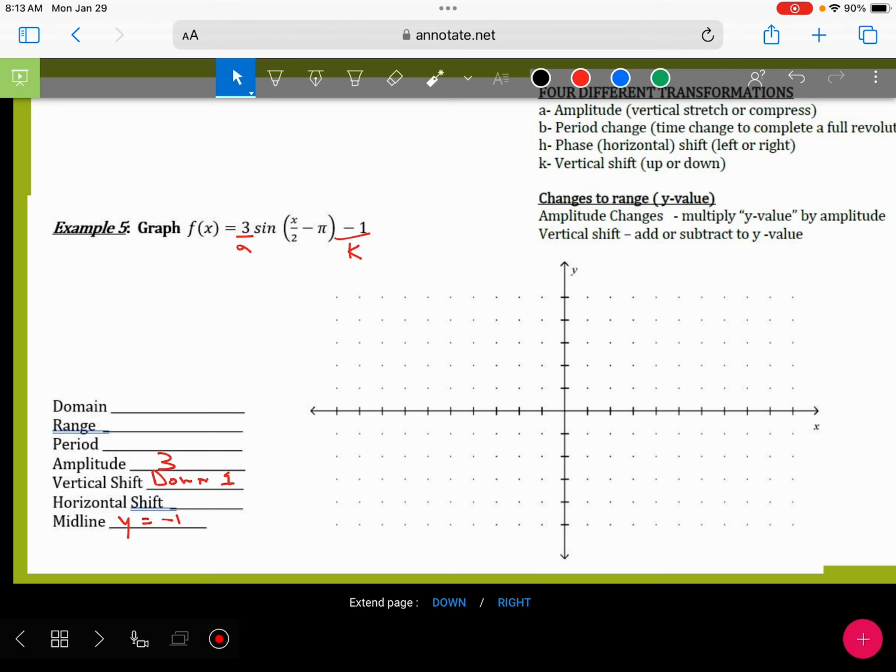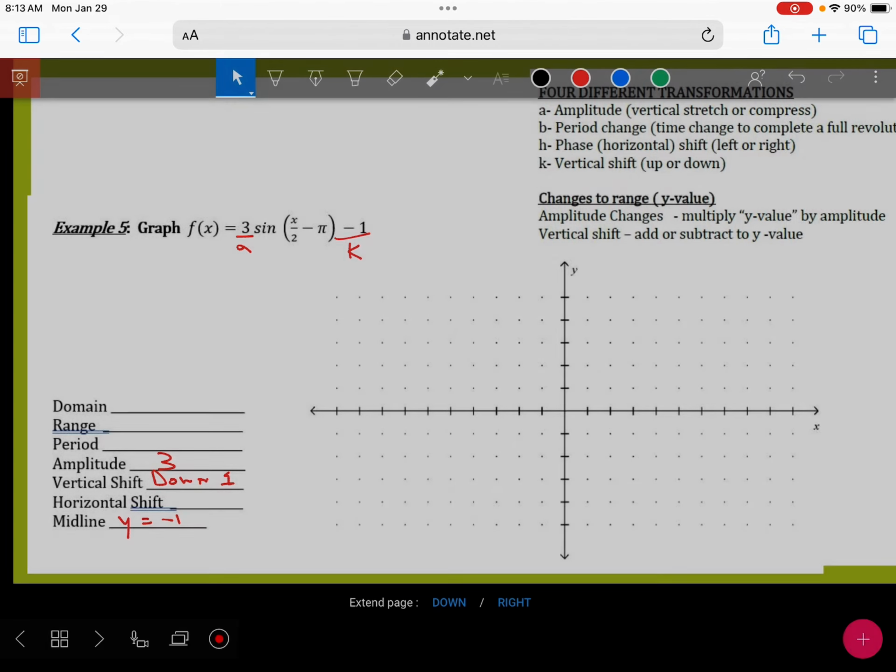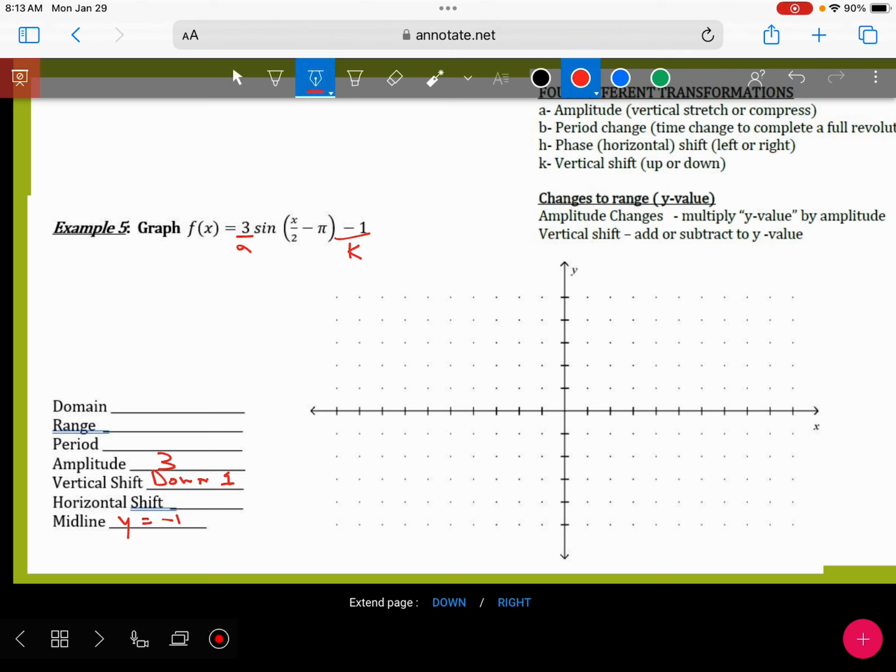Awesome. So what were we able to get for our amplitude? Yep, it's just that number right out front. And then what was our K value, or our vertical shift? Yep, down 1, -1. Same idea. Since our K value is negative, that means we're going down. Here is -1, so we go down 1. The vertical shift directly tells us our midline. So that one's always nice.